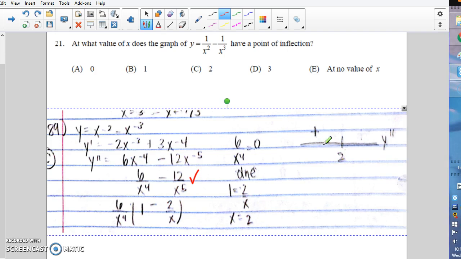X is equal to 2, so that's what I'm looking for, x is equal to 2. And in this case, that's the only place that you had it. Oh, sorry, looks like it didn't come through, but there's a negative hanging out on that side.